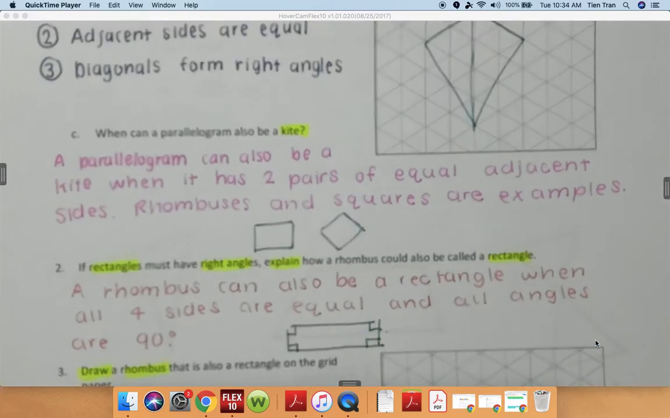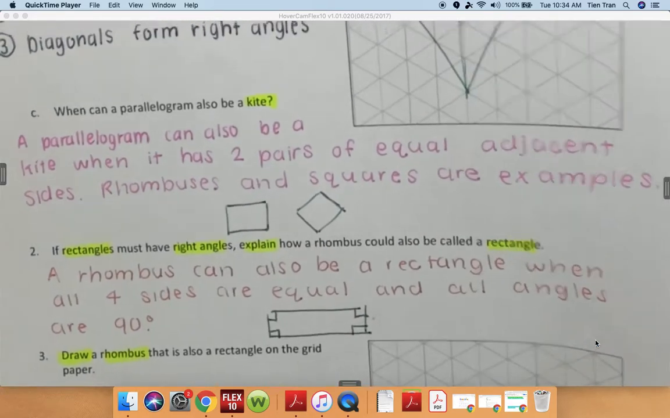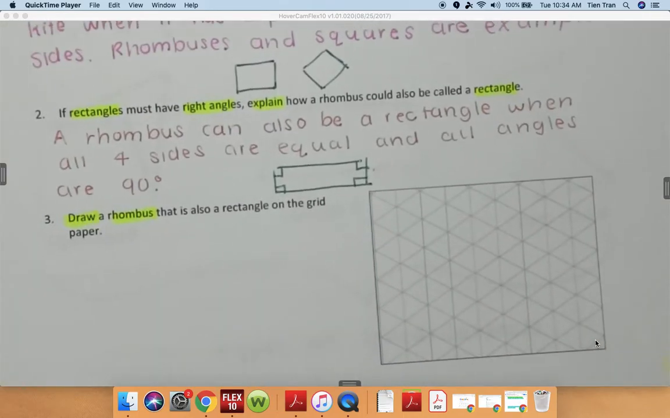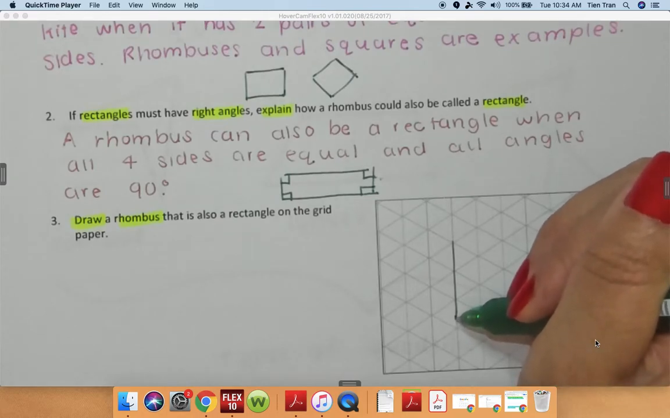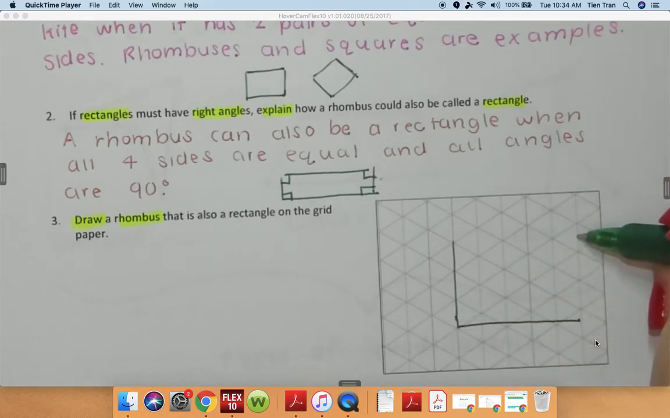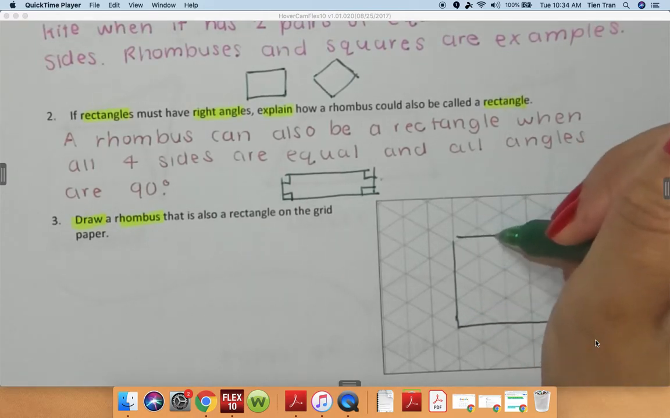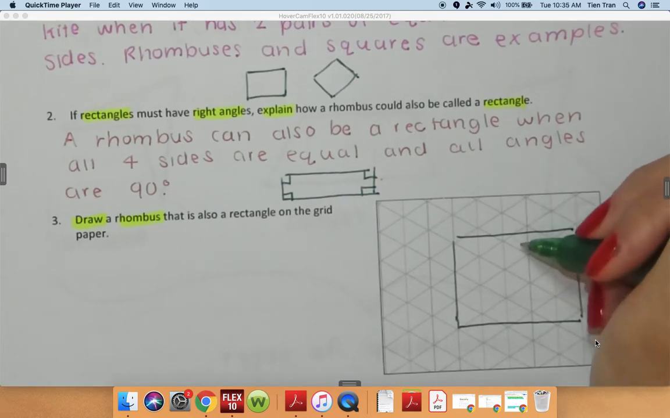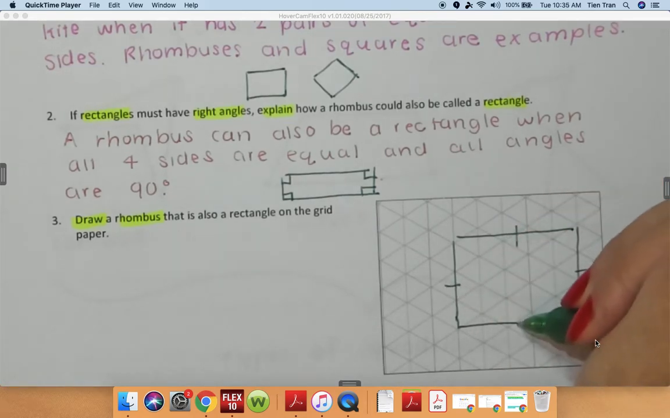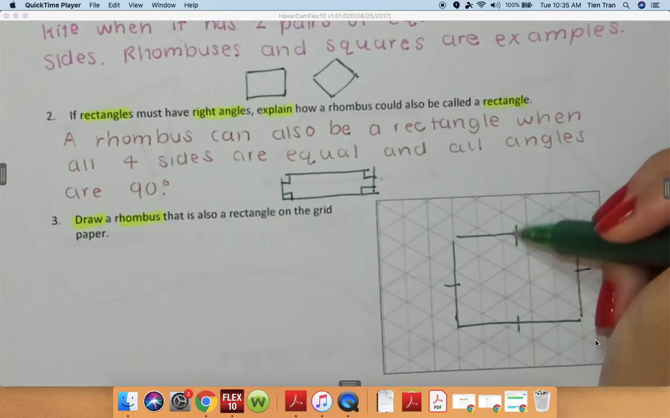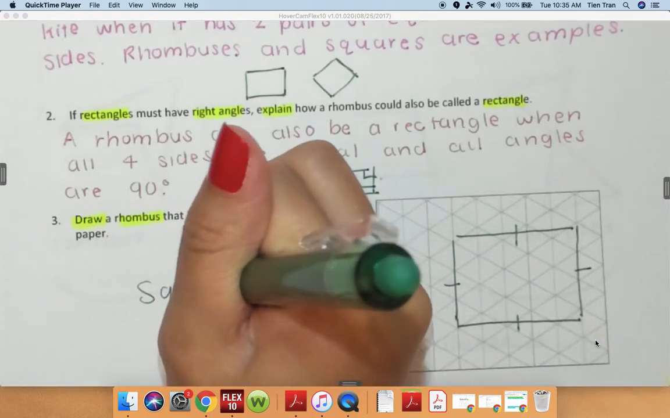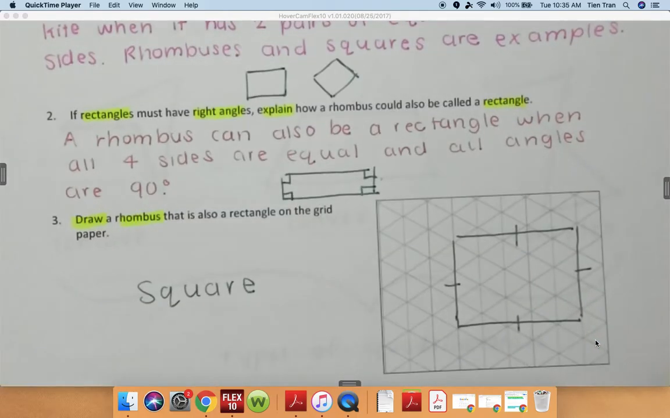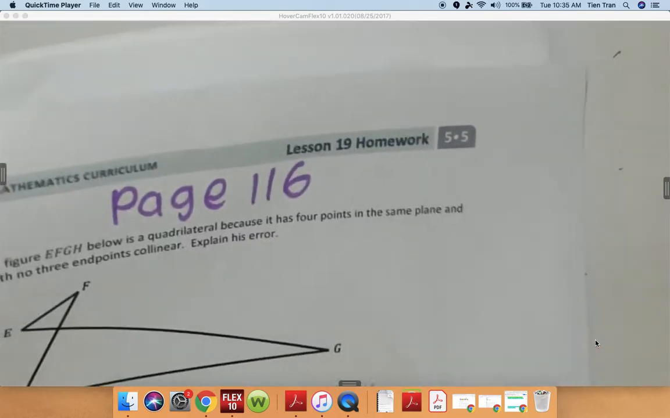Okay. And lastly, number 3, draw a rhombus that is also a rectangle on the grid paper. So this is a rhombus that is also considered a rectangle. A rhombus that is also considered a rectangle is basically a square. They all have the same sides. This little mark right here tells you that the sides are the same. So that is a square. Turn the page. We're on page 116.